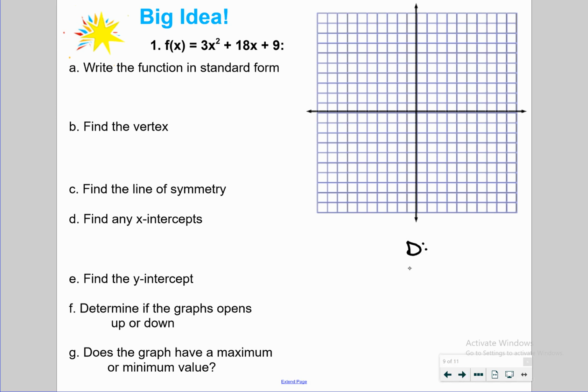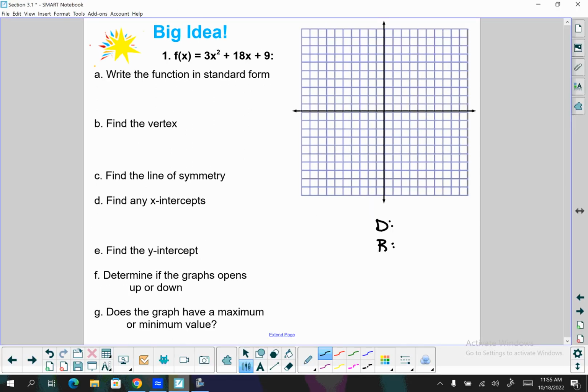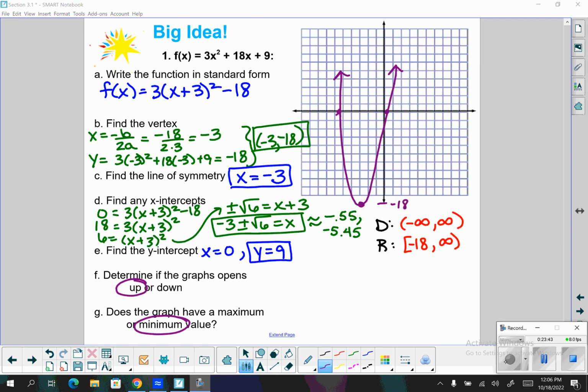Okay, domain and range. Only difference with this problem is it is not in that form we just practiced. So option number 1 is you can put it in that form we just practiced, or you can find the vertex and kind of work backwards from there. All right, however you want to do it. I'll give you a little bit of time. Go ahead and get started, and I'll let you and your partner know what you are in charge of. Okay, we'll finish it up tomorrow.